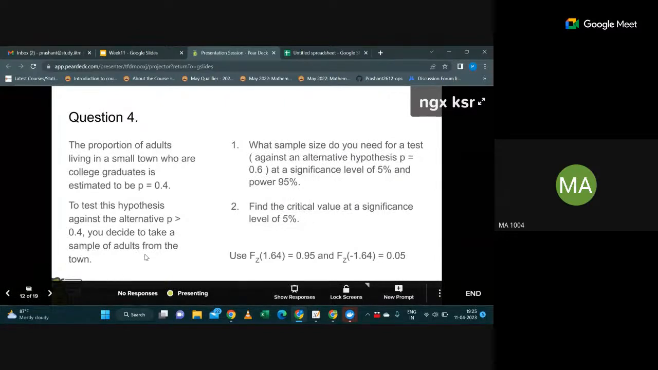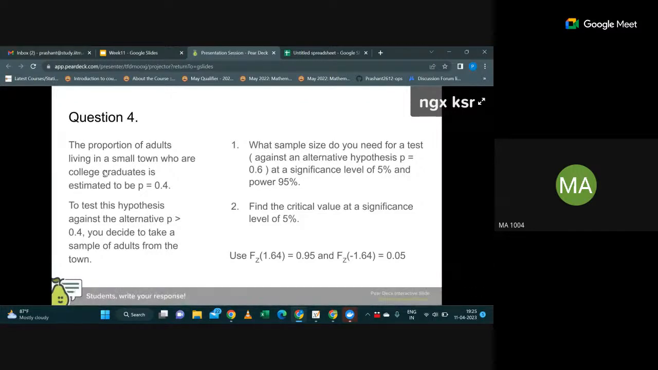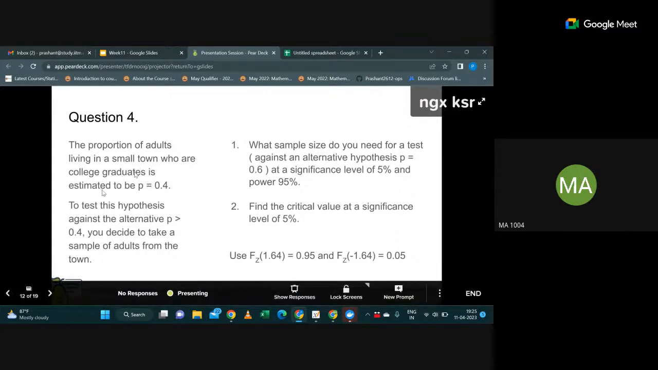So let's move to question number 4. Here the proportion of adults living in a small town who are college graduates is estimated to be p equal to 0.4, correct? Now, to test this hypothesis against the alternative p greater than 0.4, you decide to take a sample of adults from the town. So the first question is: what sample size do you need for a test against the alternative hypothesis p equal to 0.6 at a significance level of 5% and power 95%?